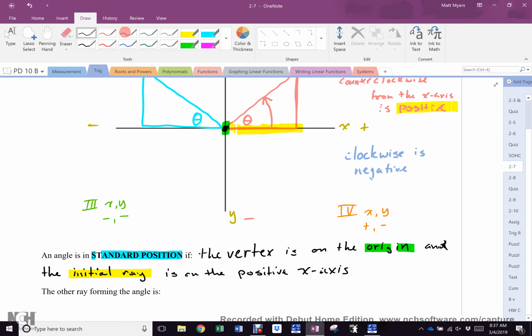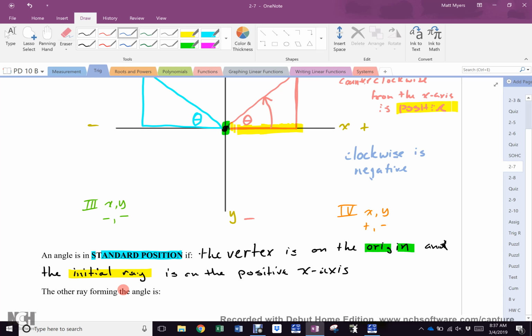The other ray forming the angle, because remember, unless you have two rays, you don't have an angle. By the way, everybody knows what a ray is, right? It starts from a single point and goes forever in one direction instead of both directions. That's a line.